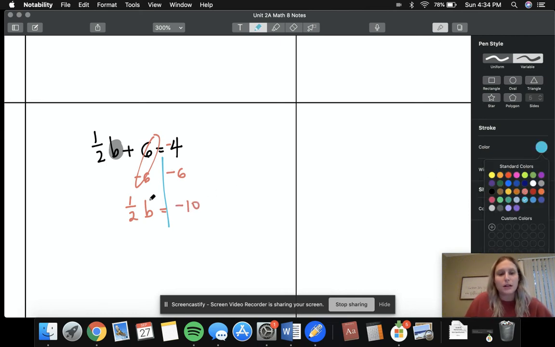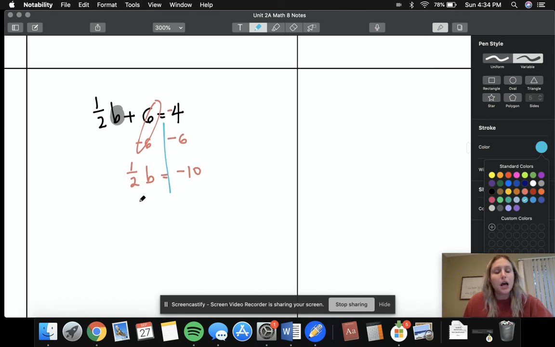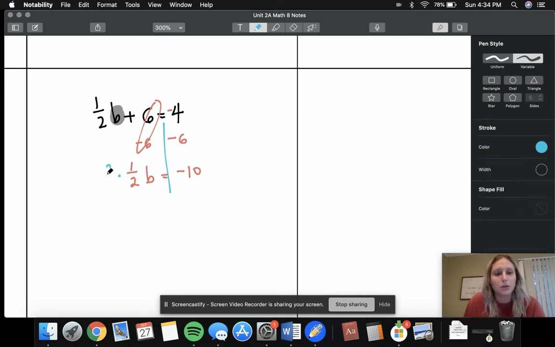Okay, so we're almost there. We have half a b, but we need a full b. We need one whole b. So what we can do, there are 2 different ways to do this problem. I'm going to think about it just like how we did the last problem with dividing by 3, that 1 over 3. I'm just going to multiply by the reciprocal.